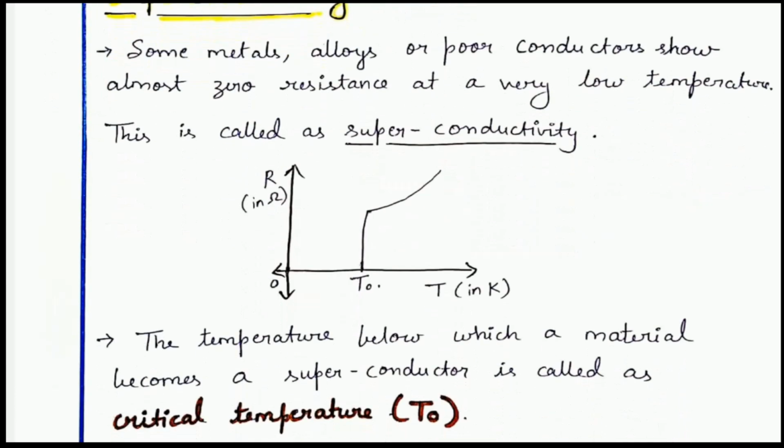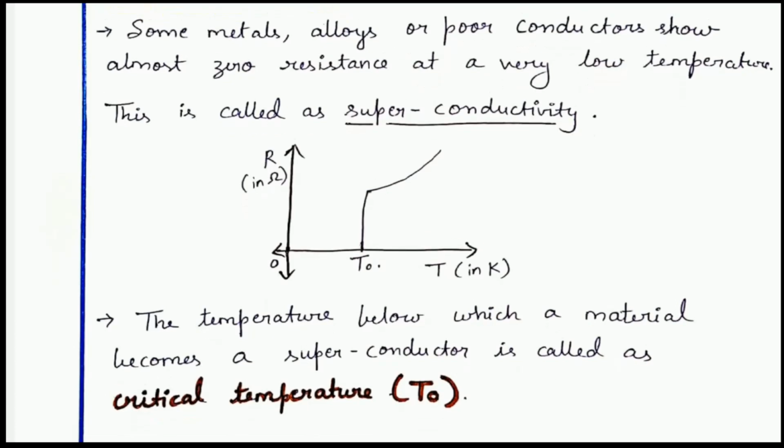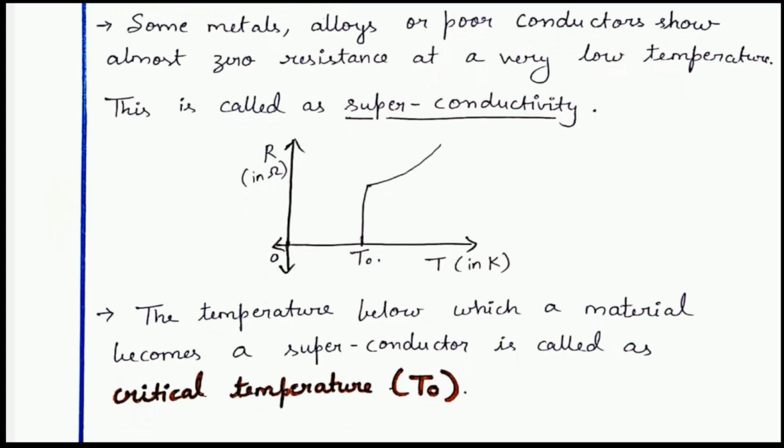Now, as you can see in this graph, at temperature T0 the value of resistance falls sharply, and below the temperature T0 the material has nearly zero resistance, or very high conductance or conductivity. So below T0 the material is a superconductor, and T0 is called the critical temperature. It is the temperature below which a material becomes a superconductor.